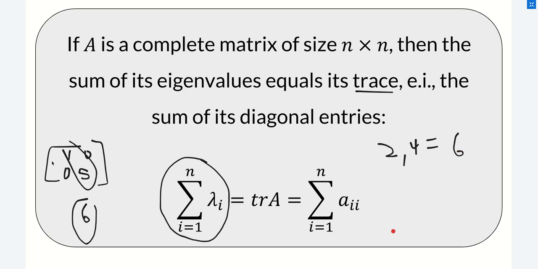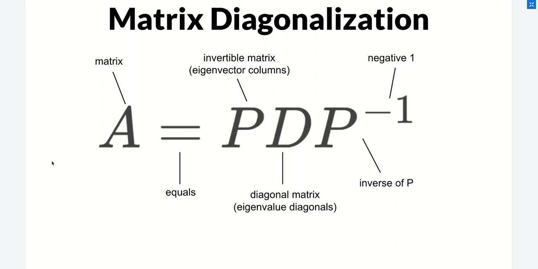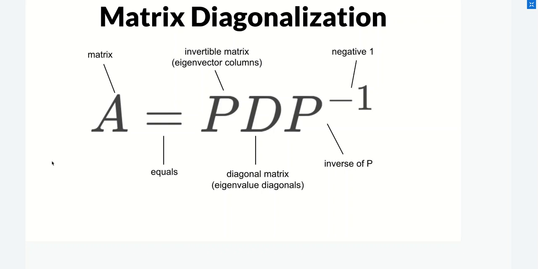Now, if you're able to find a diagonal matrix, when you find the trace of that diagonal matrix, it should also be equal to what? 6. It should be equal to 6. Okay.